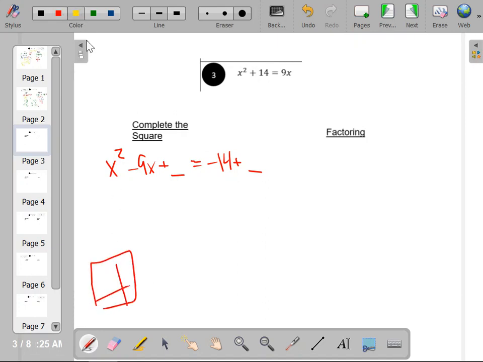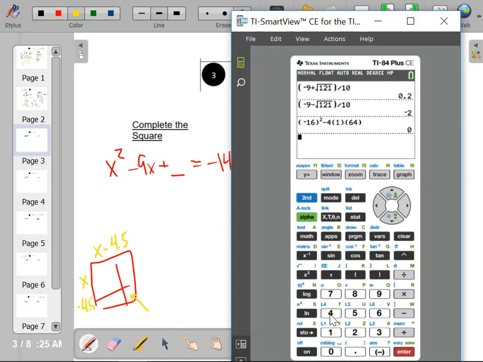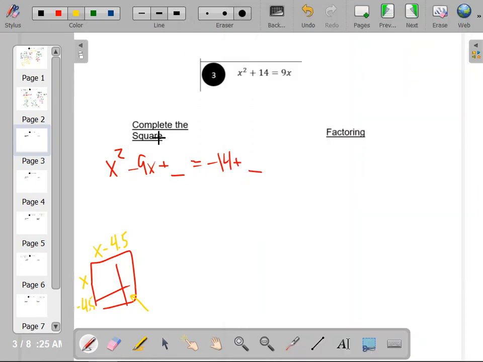Let's see. x minus half of 9, which is 4.5. So my factors are going to be a little bit trickier this time. And if I want to do 4.5 squared, again, you can use your calculator. You should be able to do this with fractions a little bit easier, but 4.5 squared is 20.25. So I'm going to add 20.25 to both sides. Now when I factor, I get x minus 4.5 squared, see, it's right there, you don't have to do anything, equals 20.25 minus 14, which is 6.25.